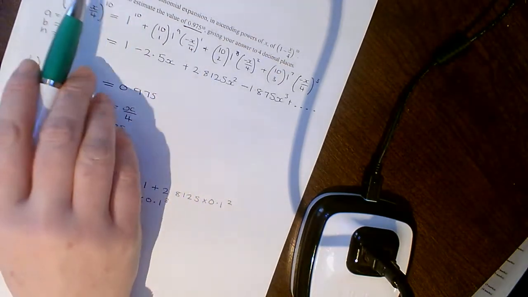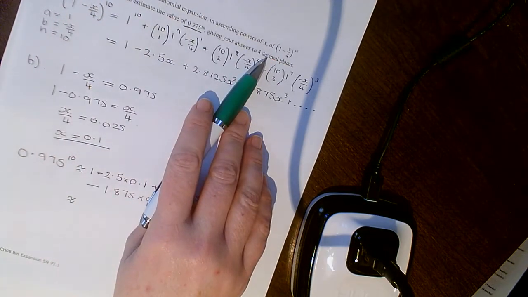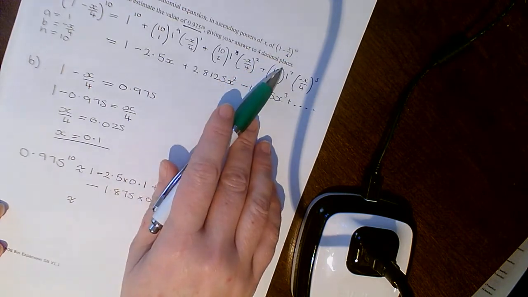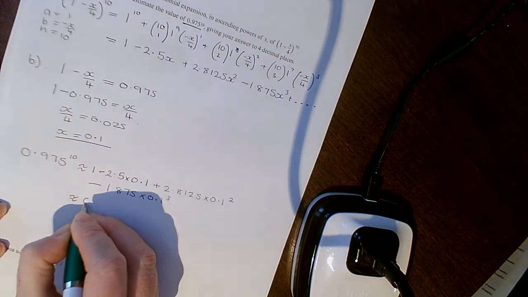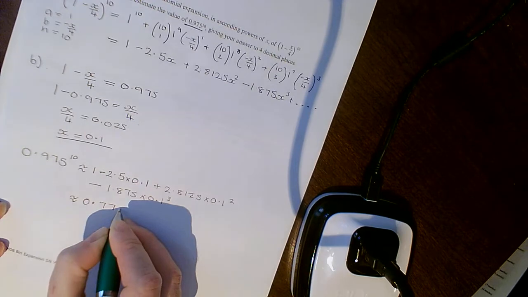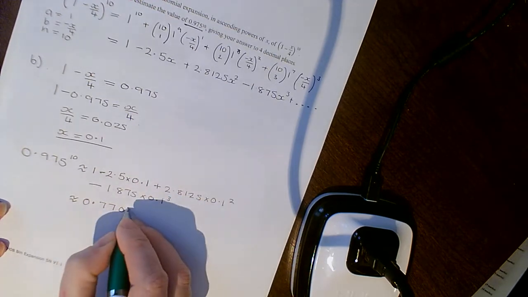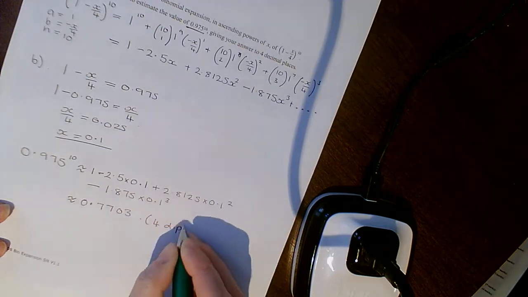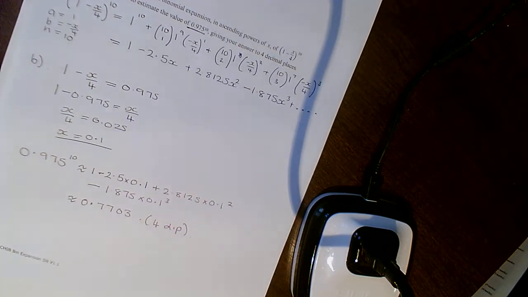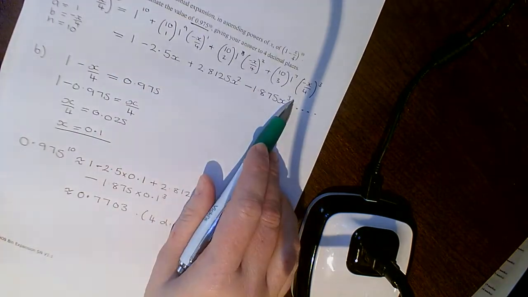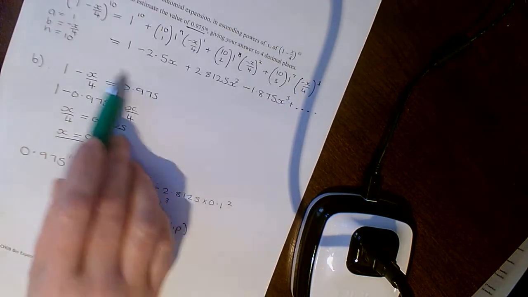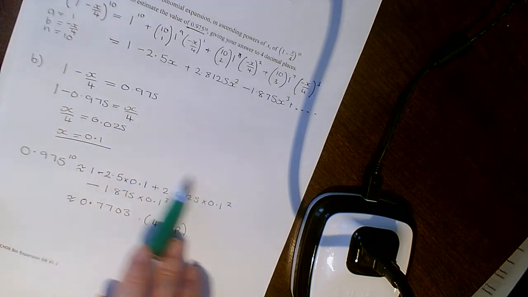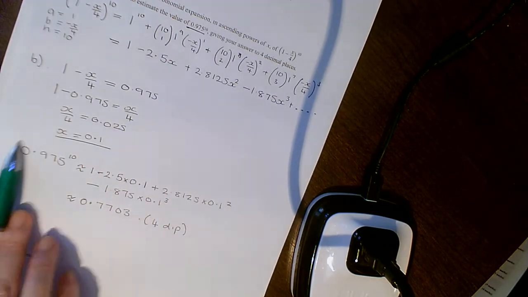It doesn't often ask you for certain decimal places in A-level exams, but when it does, they are very strict on marks for that. So it wants it to 4 decimal places, so 0.7703, and that is to 4 decimal places. So the expansion is what you've been doing. This is the new bit here, and this is just putting the numbers in.